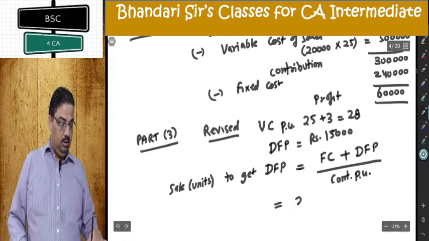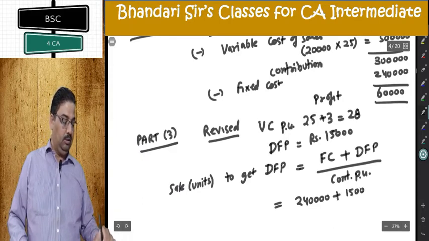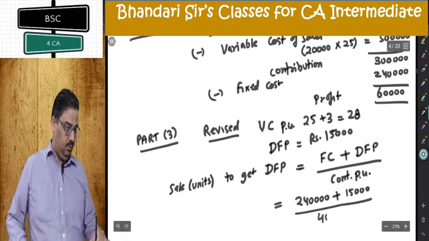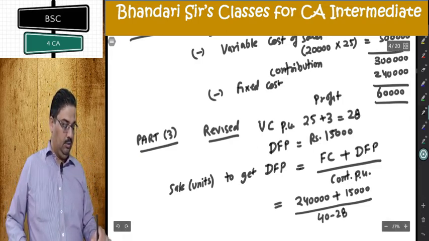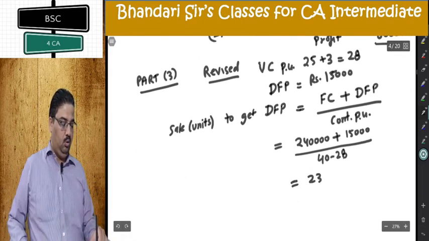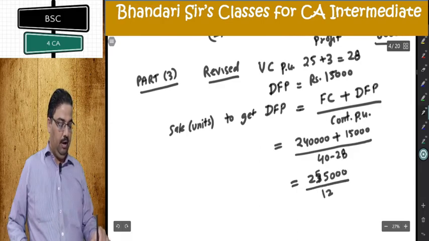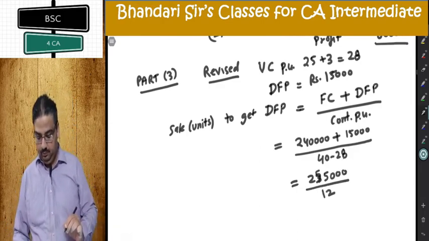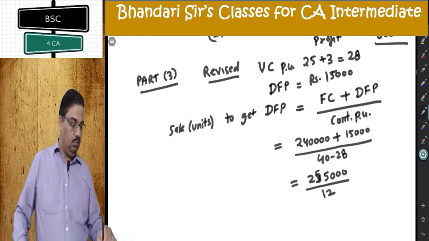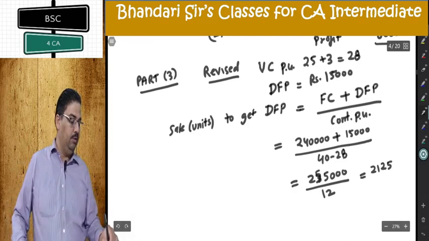This is 2,40,000 plus 15,000, divided by 40 minus 28. 2,55,000 divided by 12. I get 21,250 units or shirts.